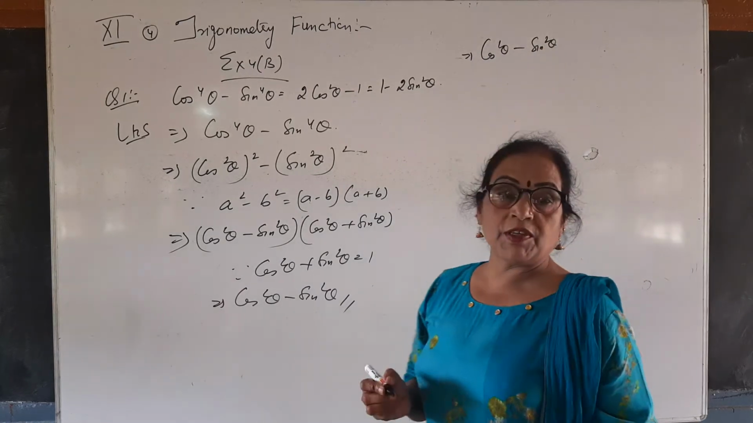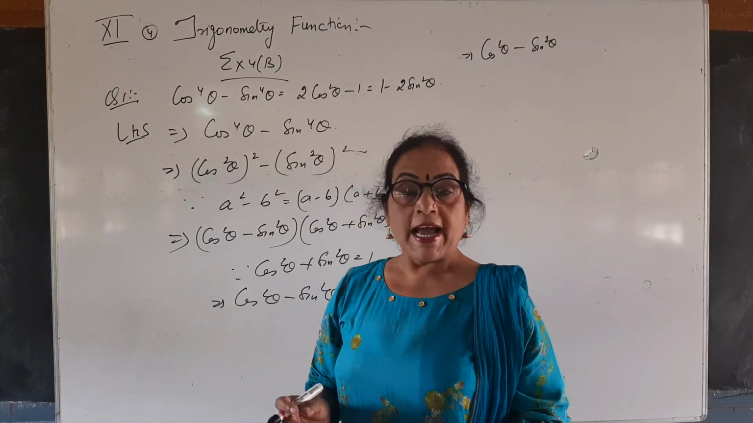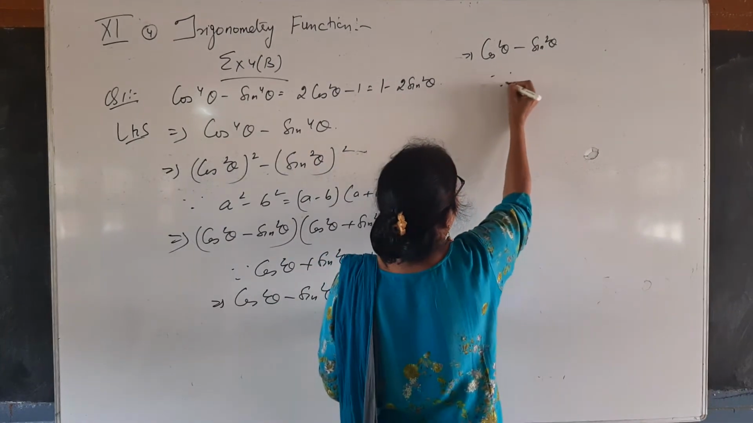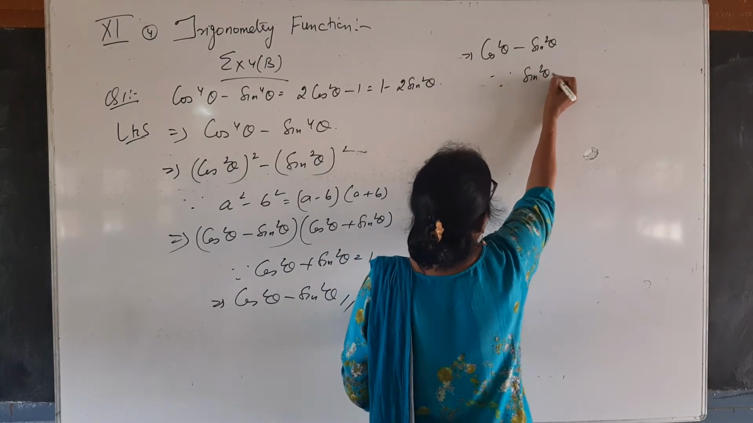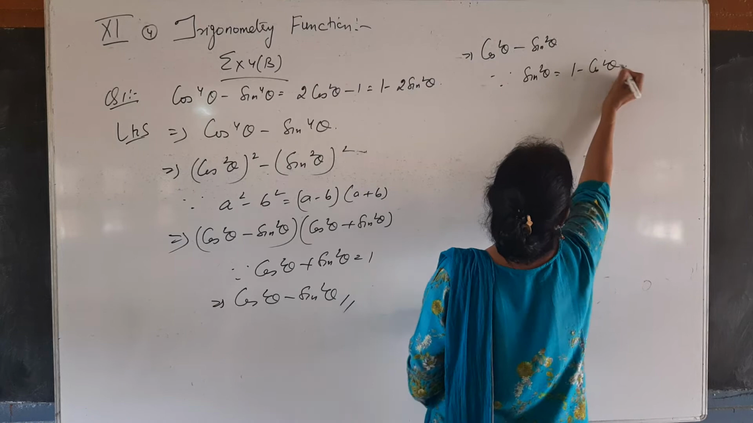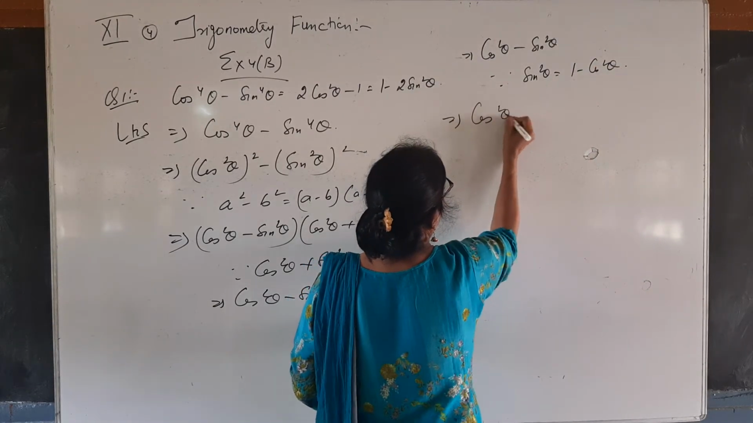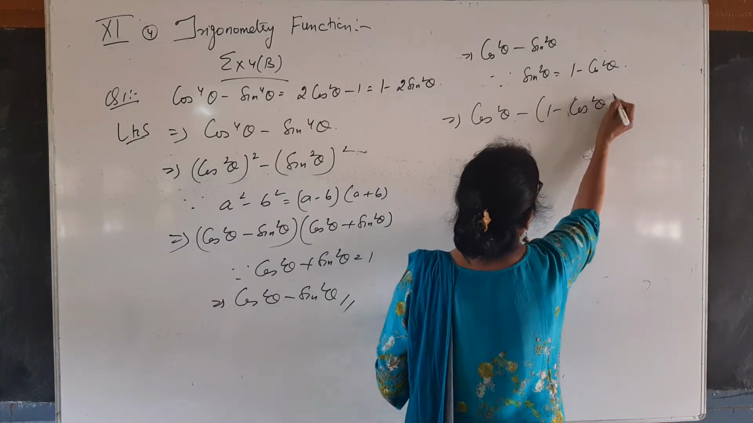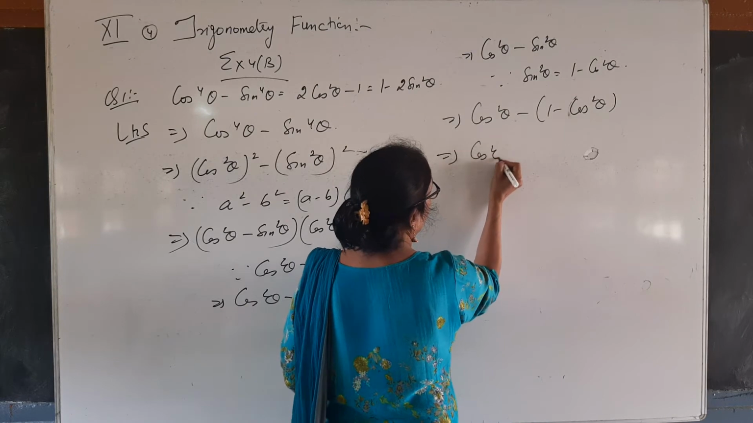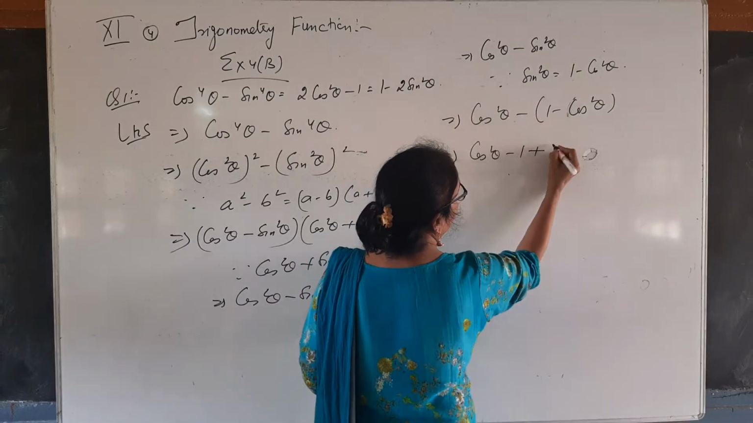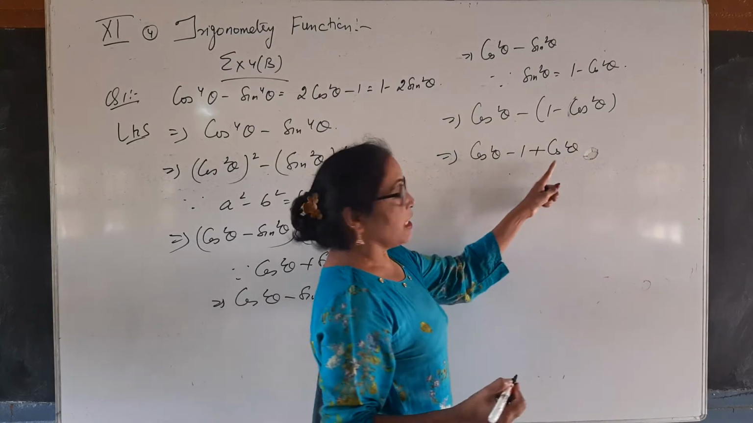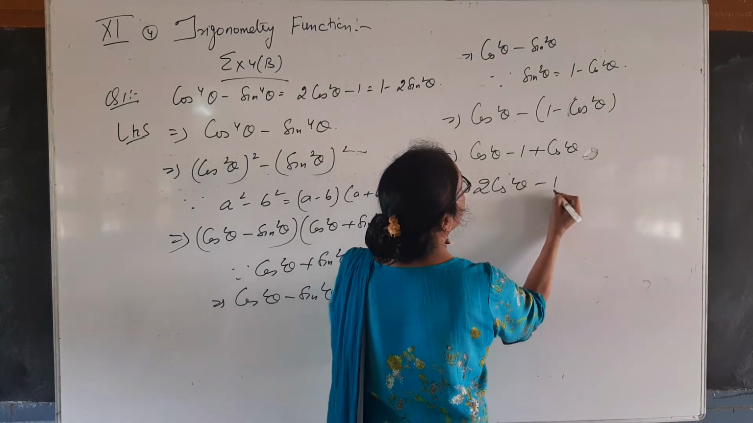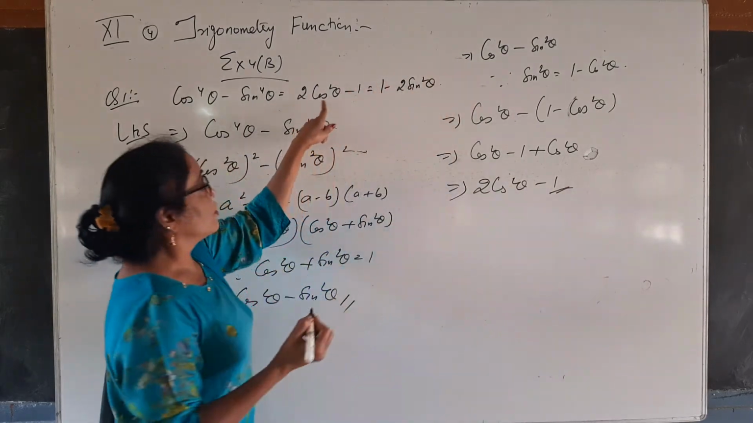So we will take this cos square theta minus sin square theta. By the first identity we know that sin square theta plus cos square theta equal to 1, so sin square theta equal to 1 minus cos square theta. So we will replace sin square theta with 1 minus cos square theta. So we will get here cos square theta minus, bracket, 1 minus cos square theta. Now open the bracket. So it is cos square theta minus 1, minus minus will become plus cos square theta. Now cos square theta plus cos square theta will be 2 times cos square theta minus 1. This we have proved for the first term, 2 cos square theta minus 1.